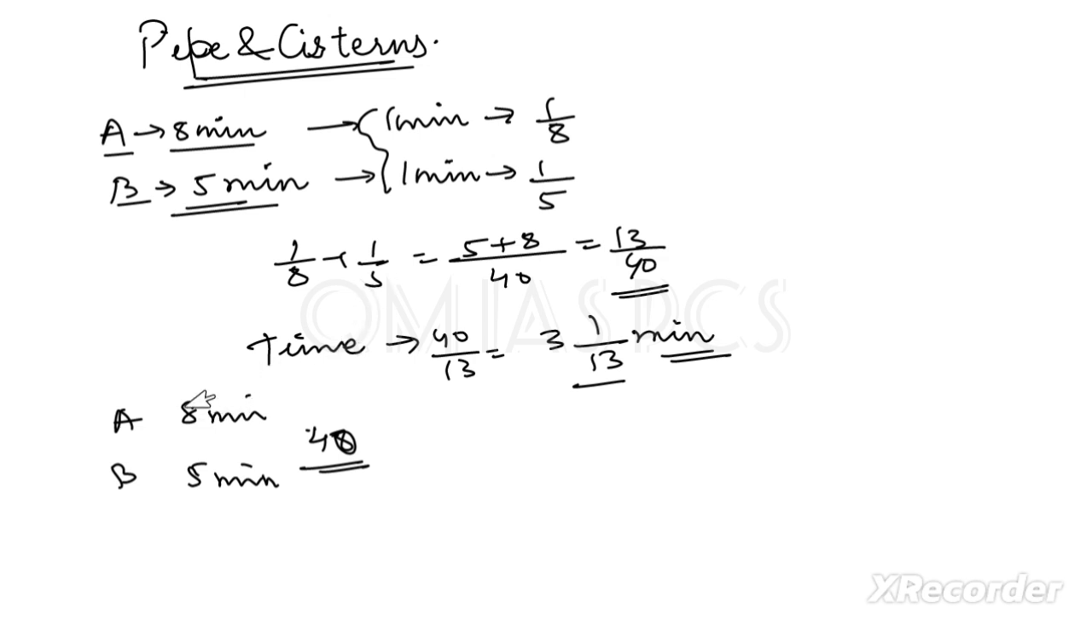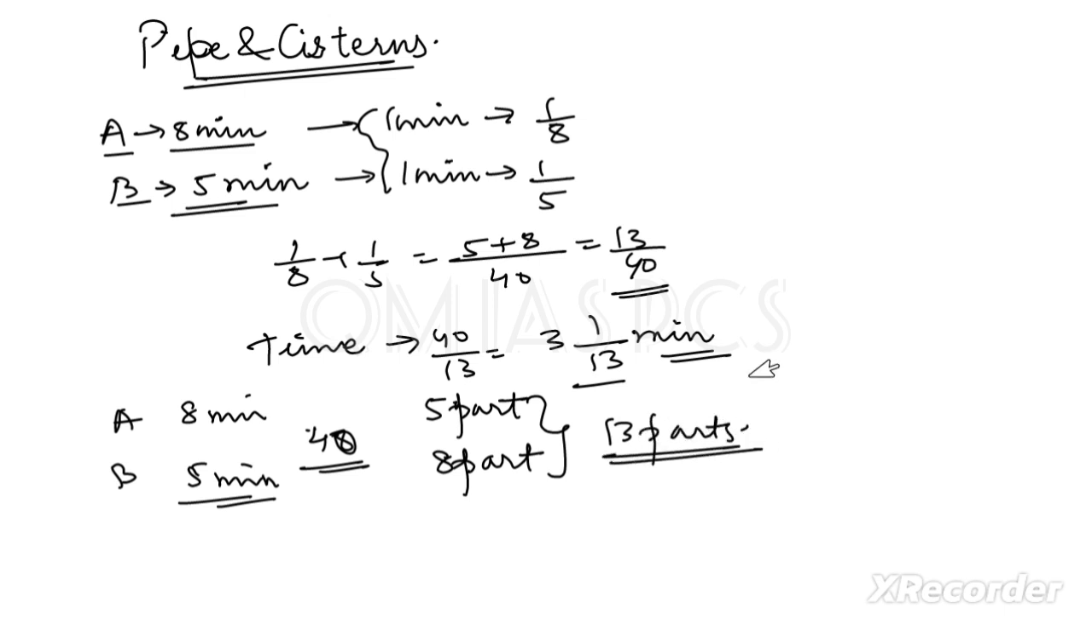So how much work is done by A in 1 minute? It will be 40 by 8, that will be 5 work. So 5 parts of work are done by A in 1 minute. Similarly, 8 parts of work are done by B in 1 minute. So combined, it will be 13 parts in 1 minute. If there are 40 parts, we have to find 40 parts by 13 parts. This much time is needed to fill that tank. So again it will be 3 whole 1 by 13 minutes.